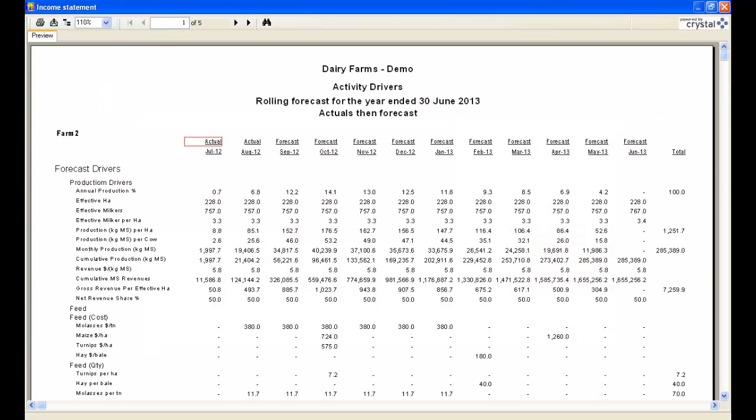Here we can see the actual drivers for July and August and the forecast activities to the end of the year. The developing trend helps explain actual to budget result variances.